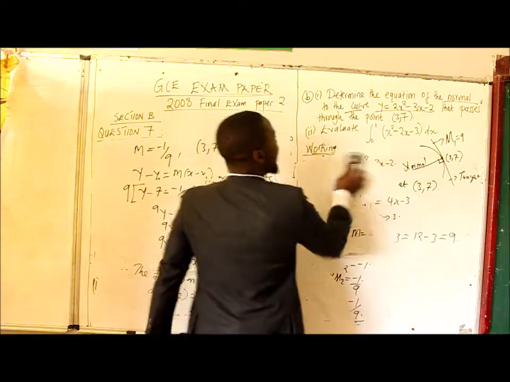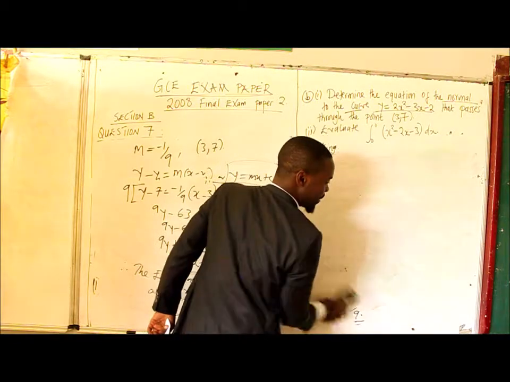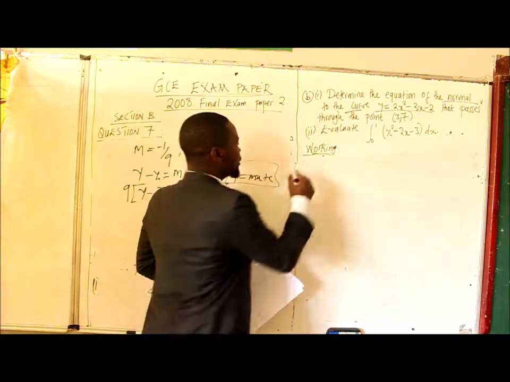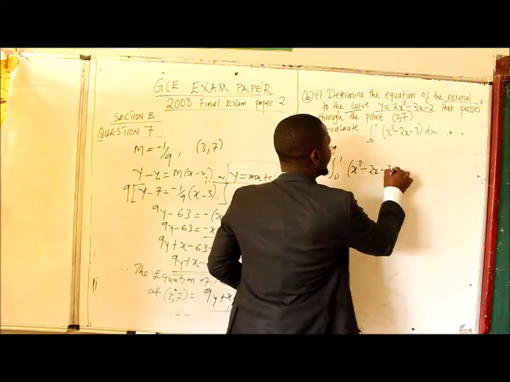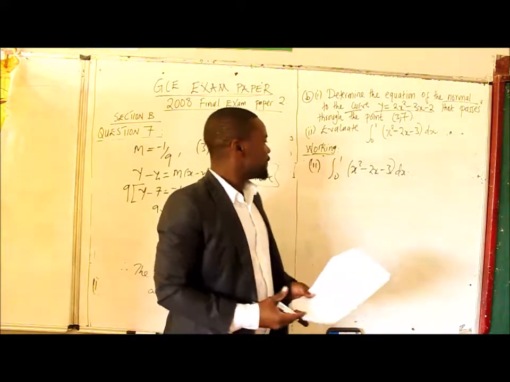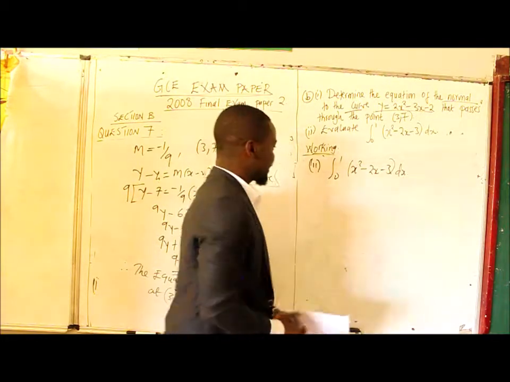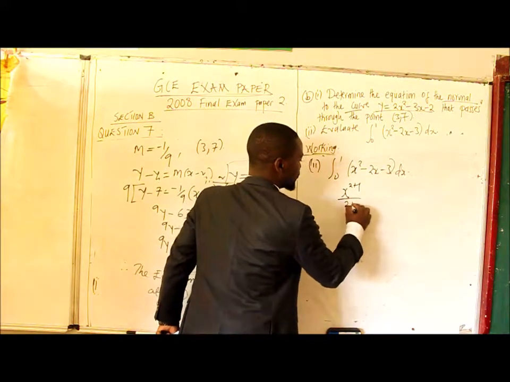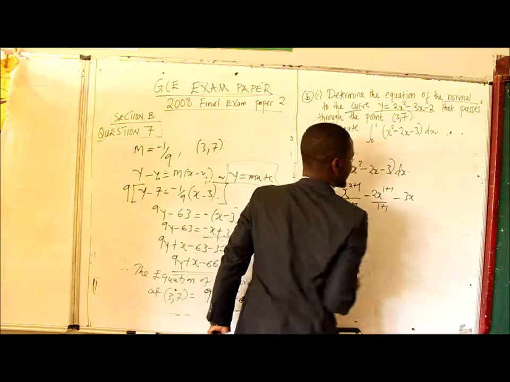Our last question is saying, evaluate the integral of x squared minus 2x minus 3. Okay, so this is simple integration. So for the integral of this, we have even been given the upper limit and the lower limit. So the first thing is to find the integration of this expression inside here with respect to x. So we are going to have x to the power 2 plus 1 over 2 plus 1, minus 2x to the power 1 plus 1 over 1 plus 1, minus 3x.